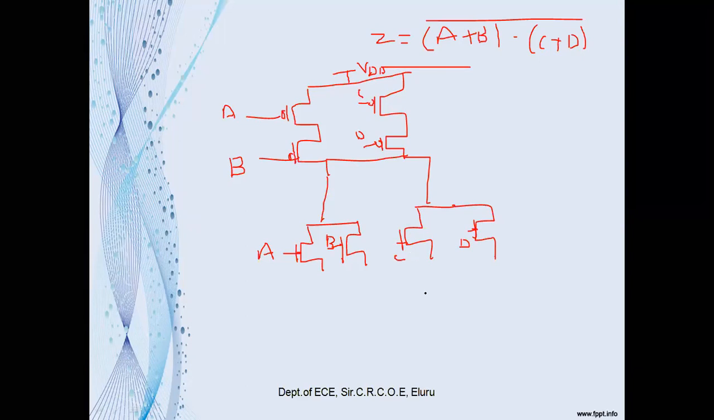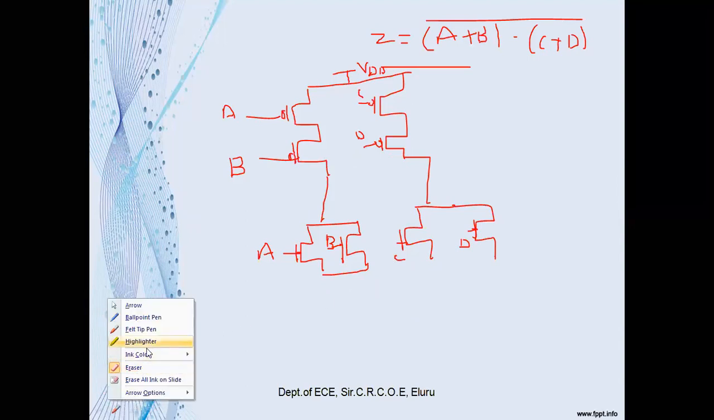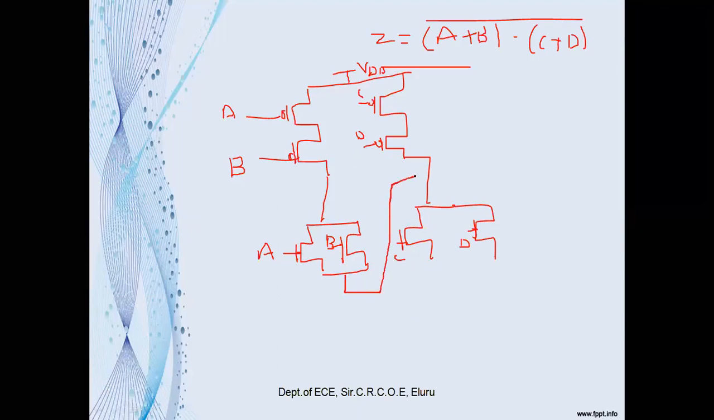Did I make any mistake here? Now here we need to connect the pull down networks in series. So they have to be connected in series. To fix that, just a minute. We will erase this, and now we will connect a series. This will be connected to this one, and one more modification is needed.